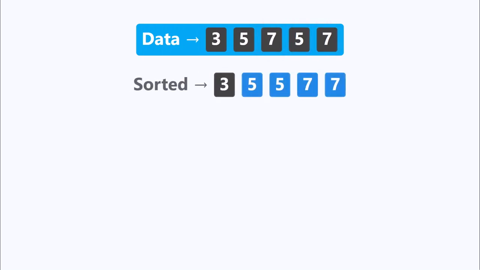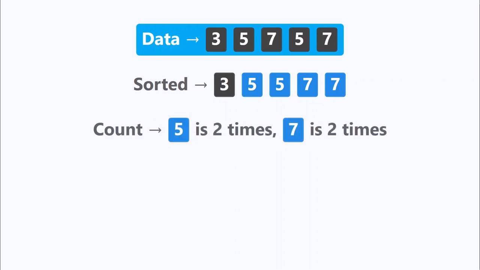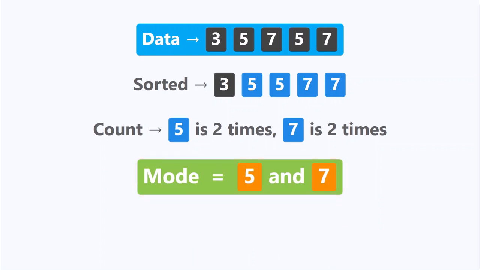Here is our next data set: 3, 5, 7, 5, and 7. Let's check the frequency of each number. The number 5 appears twice, and 7 also appears twice. Since both 5 and 7 appear the most with the same frequency, this set has 2 modes. A data set can have one, more than one, or even no mode.